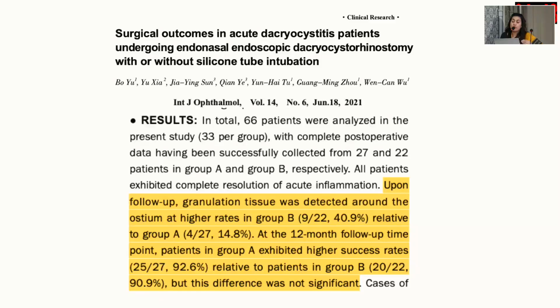Yes, then there is this question whether we should do intubation or not. Yes, it is recommended in dacryocystitis. It helps in lesser granulation tissue formation and giving better results.